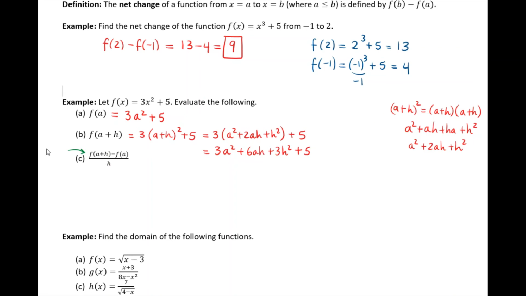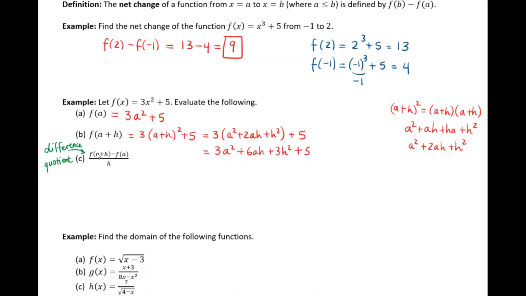So this is what we call the difference quotient. Just check this. Difference quotient.